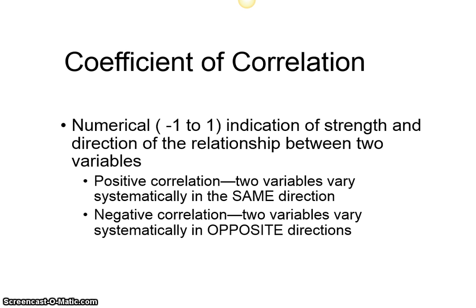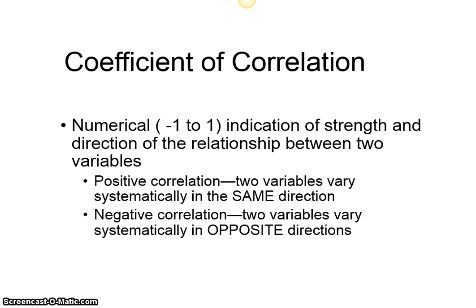Now, for the second part of that coefficient of correlation, you want to know the direction, the type of relationship. In other words, do two variables change in the same direction, or do they change in opposite directions? And that's where you're going to look at the sign. So if it's a +1, that means two variables have a positive correlation. Okay? And a positive correlation simply means that two variables change in the same direction.